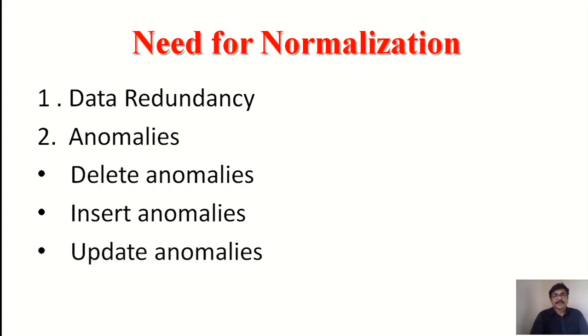Delete anomalies. For example, we have a table called EMP and department table, that is, the employee department table. This table has complete employee details as well as department details. Suppose I want to delete a row which is related to an employee, the department is automatically deleted also. But my intention is to delete the employee only, not the department. Because of this redundancy, the data is deleted including the department also.